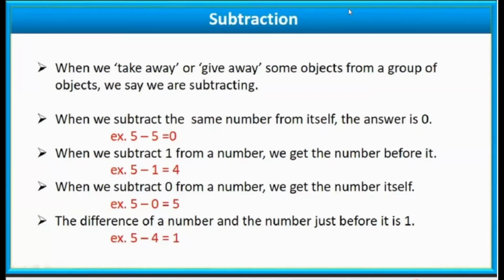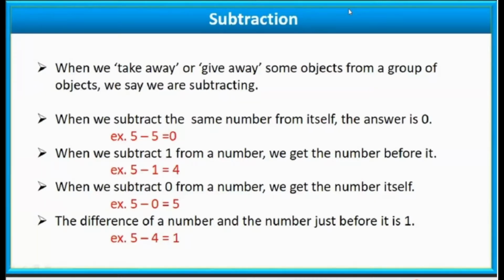Okay, second question for you. When we subtract 1 from a number, we get the number just dash before it. When we subtract 1 from a number, we get the number before. Yes, 5 minus 1 is equal to 4. 3 minus 1 is equal to 2. Yes, very good.